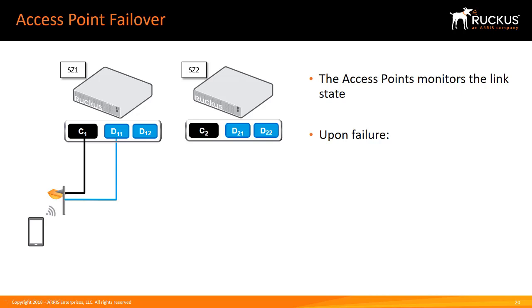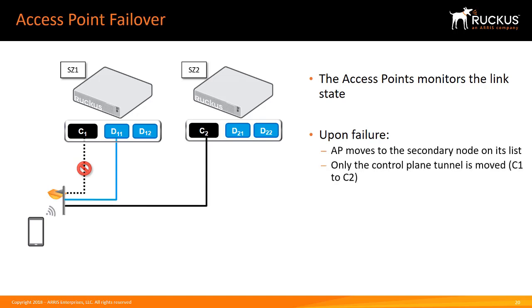Let's see now how the node addresses are used for failover. In this example, the access point loses its control plane connection to the first Smart Zone. The access point then moves to the secondary control plane node address on the server list. Note that only the control plane tunnel moves. The data plane is still active, so the access point doesn't need to change it.